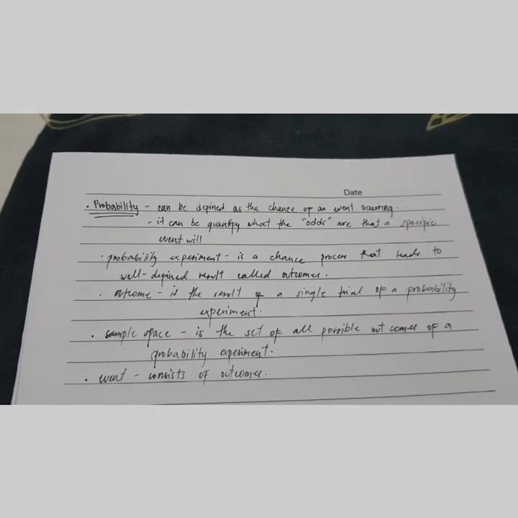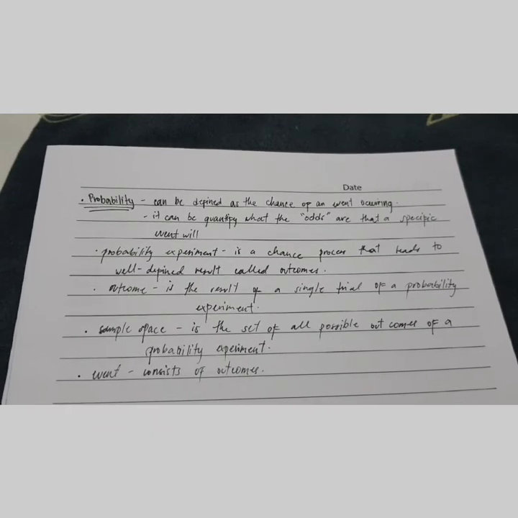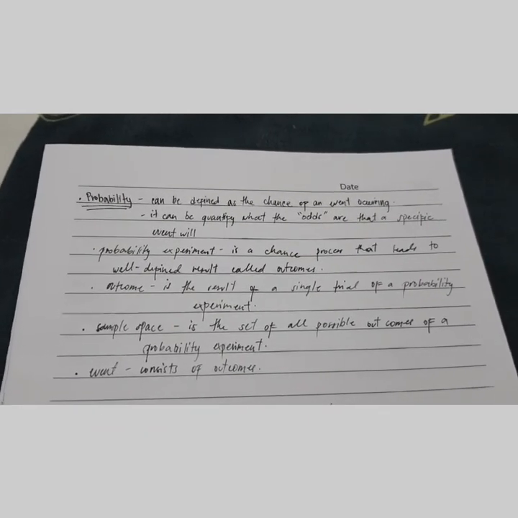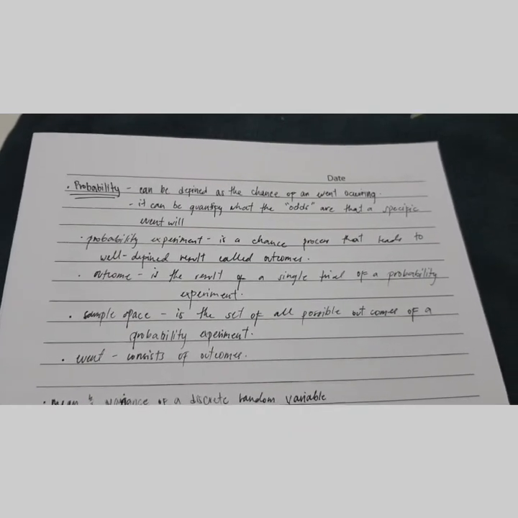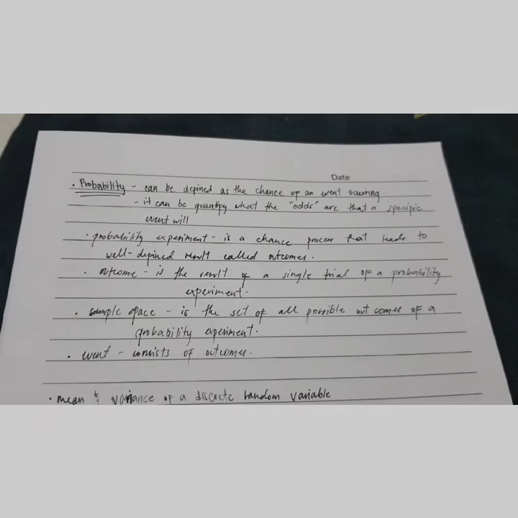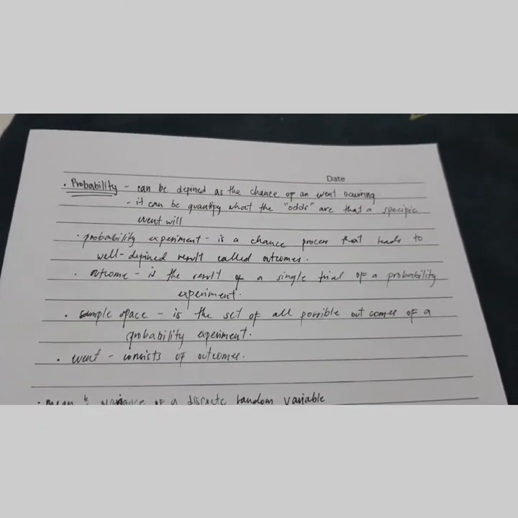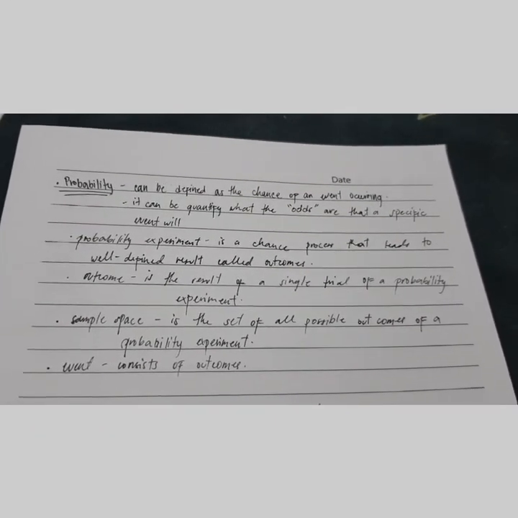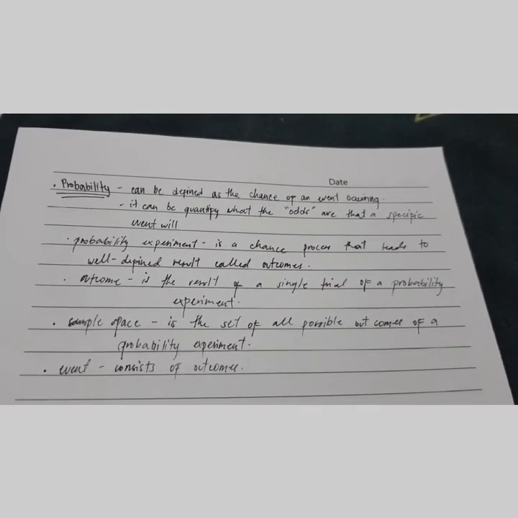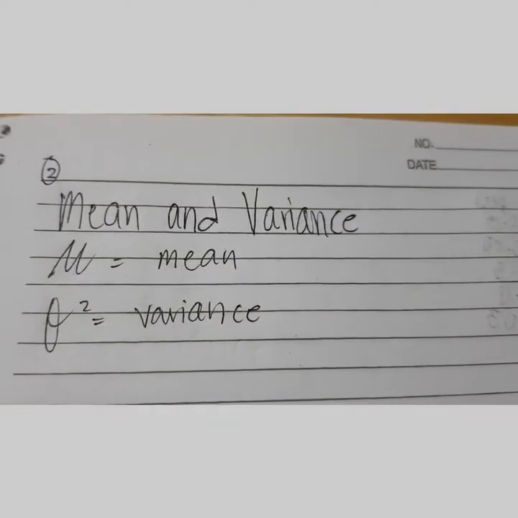Probability can be defined as the chance of an event occurring. It can be quantified by what the odds are that a specific event will occur. A probability experiment is a chance process that leads to well-defined results called outcomes. An outcome is the result of a single trial of a probability experiment. The sample space is the set of all possible outcomes of a probability experiment. An event consists of outcomes.